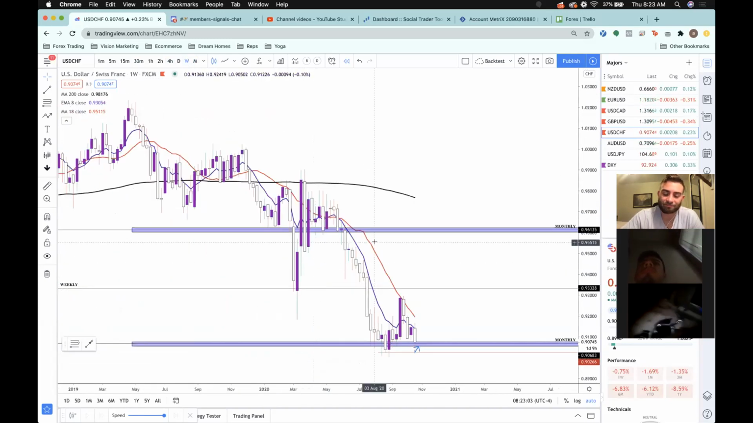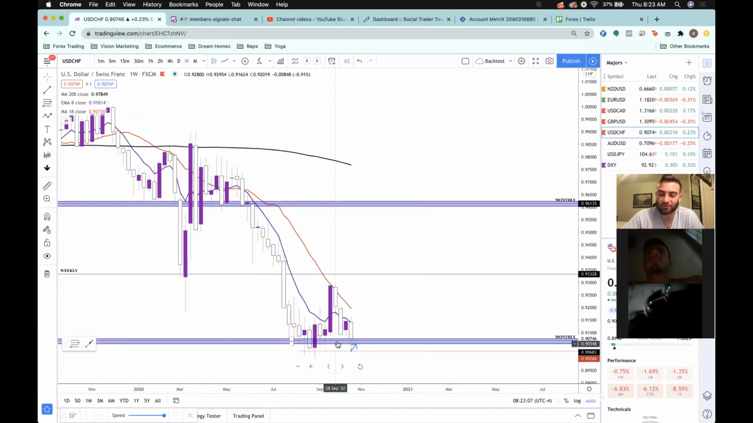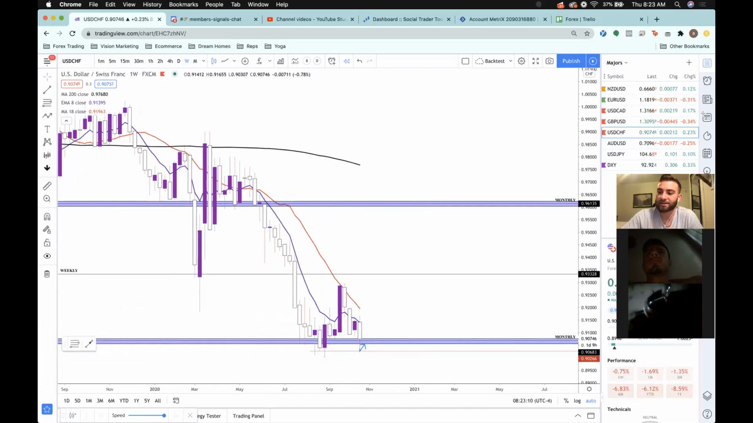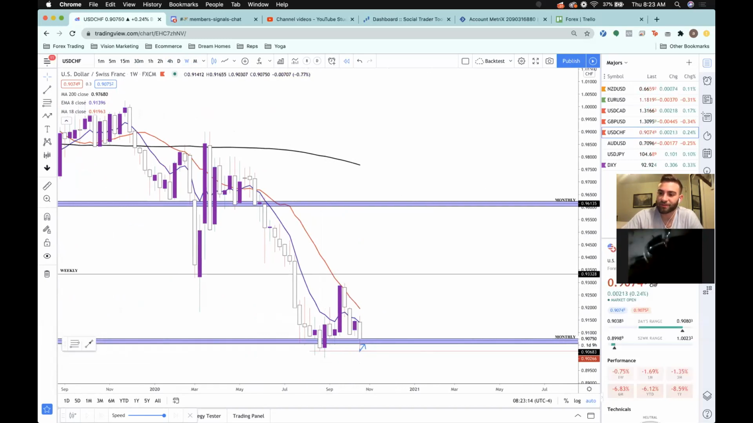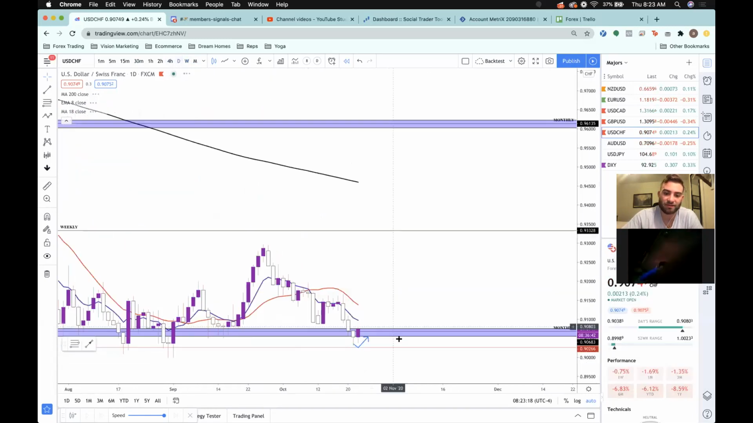Weekly time frame, still red over blue, still very much bearish, but we are hitting this support level that has not been broken since pretty much 2015. This thing hasn't been broken since 2015. So it's been a minute, and we got to be mindful of that. So definitely a lot of buyers are at this level.